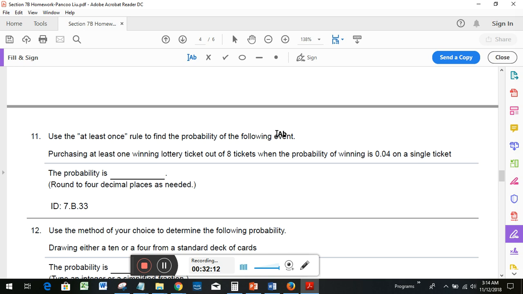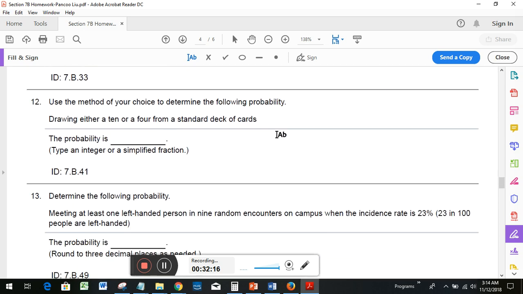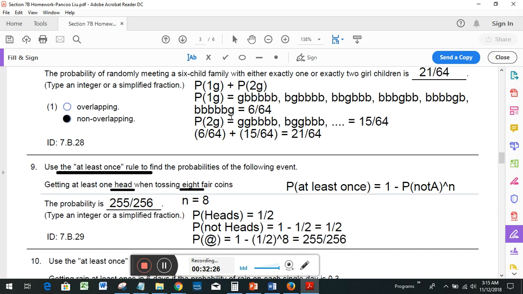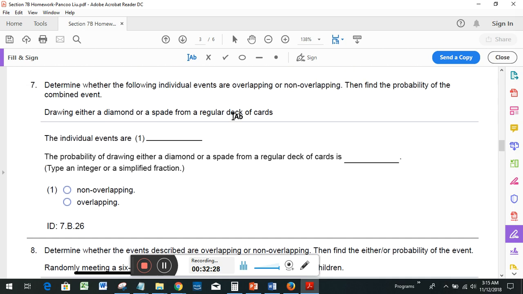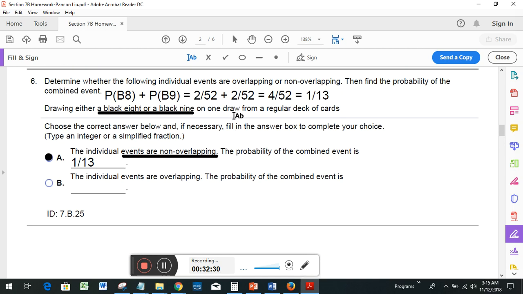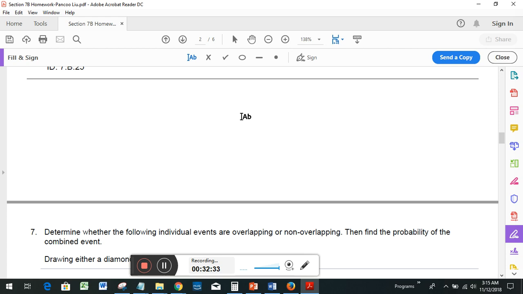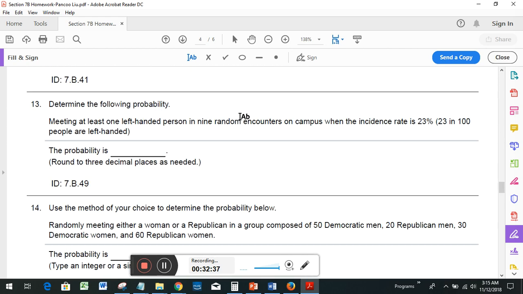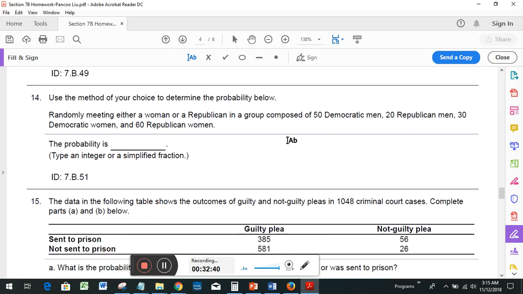Okay, number 11 is similar to number 9 and 10, so I'm going to skip that. Same thing with number 13, it's similar to 9 and 10. I'm going to skip that. Number 12 is similar to the non-overlapping problems of number 6. So I'm going to skip that. So let's take a look at 14 and 15. 14 and 15 will be dealing with overlapping. That's the only combination that we have not done so far.